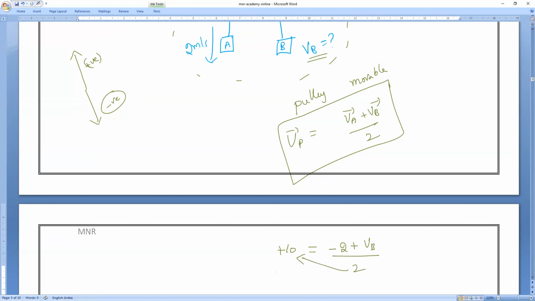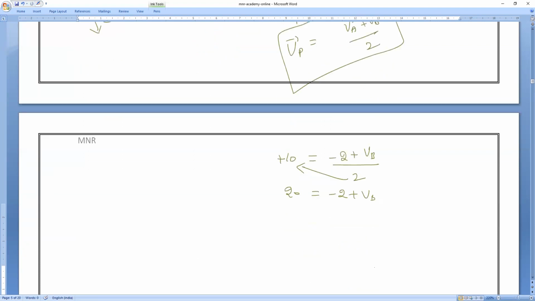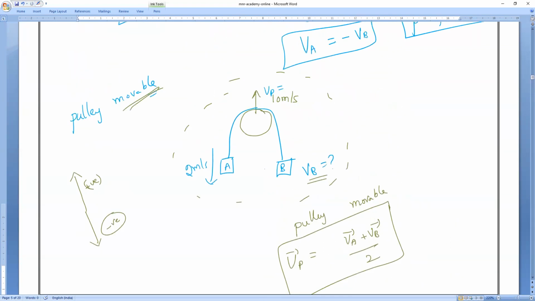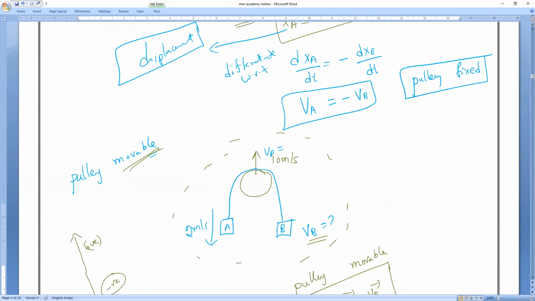Divided by 2. This 2 will come to this side, so it turns into 20 equals minus 2 plus vB. Now minus 2 will come to this side. So what is the velocity of B? 22 meter per second. So it is positive. Positive means the body is going in the upward direction or downward direction? It will move in the upward direction.